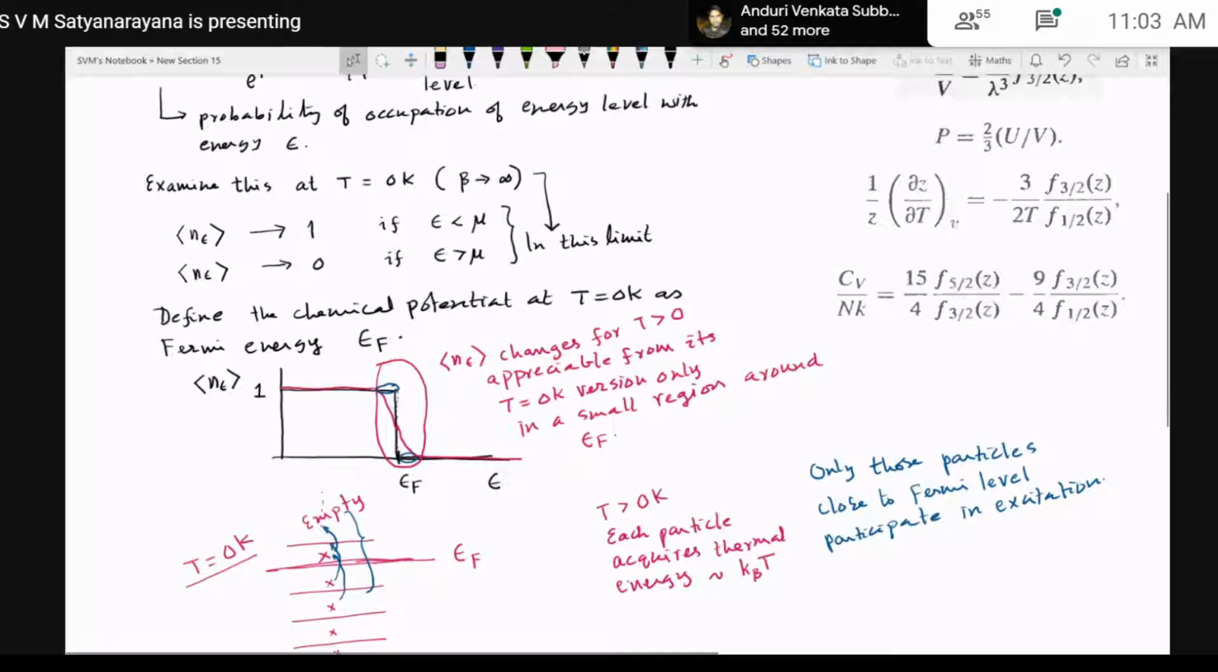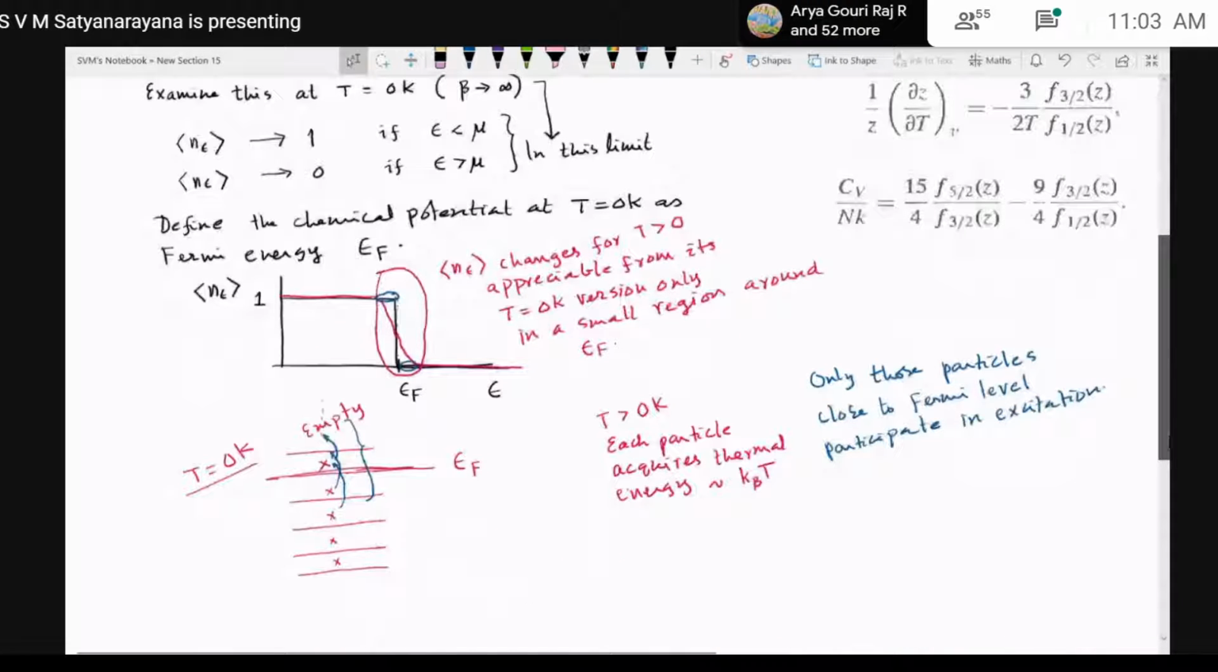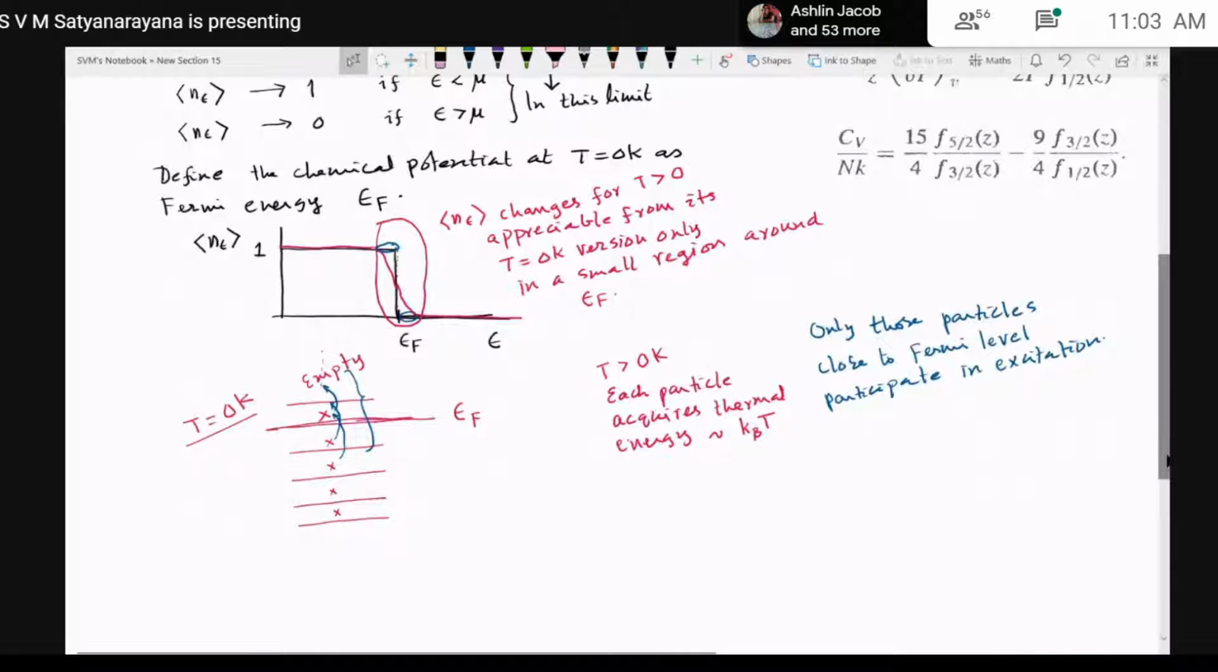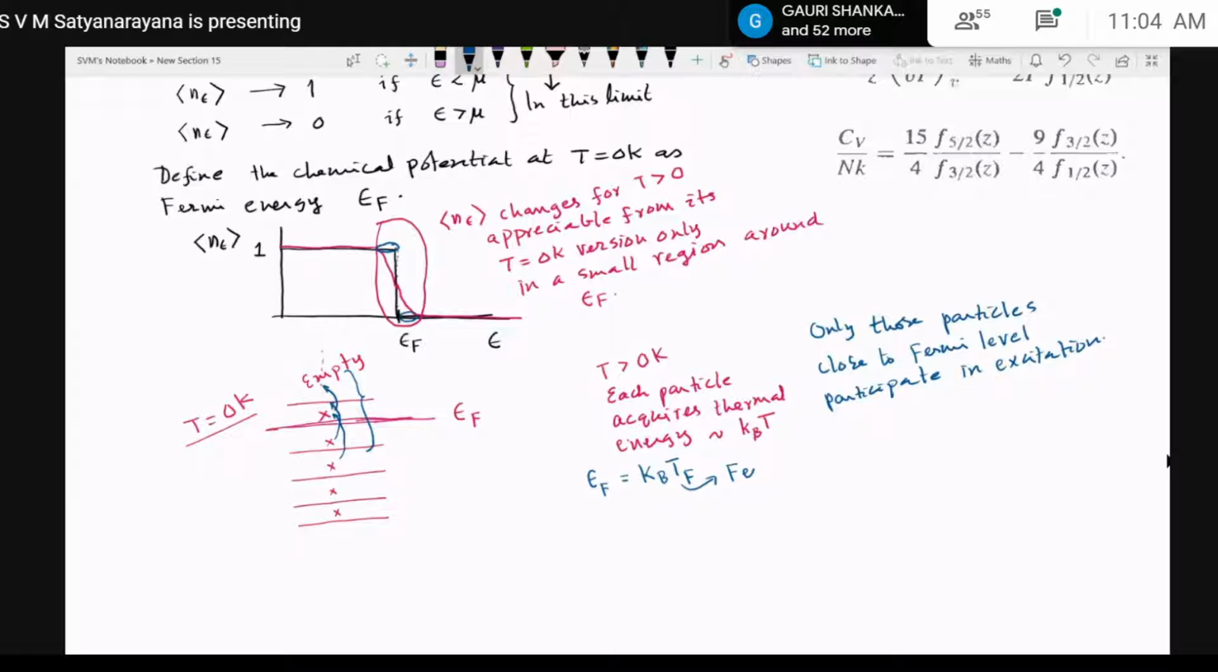Now one can make an estimate of how much thermal energy you should have. So this epsilon f is a characteristic energy. Now we can ask the question, what is the temperature associated with it? That is, epsilon f can be written as kB times TF. If you write it like this, then we call this TF the Fermi temperature.